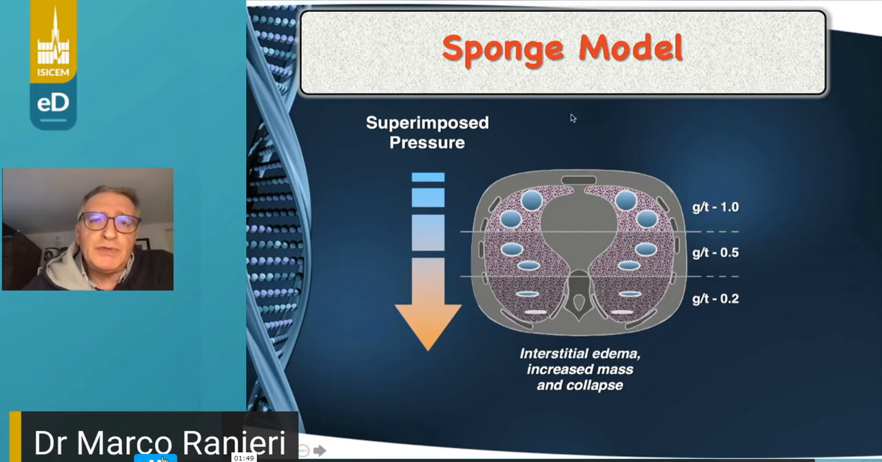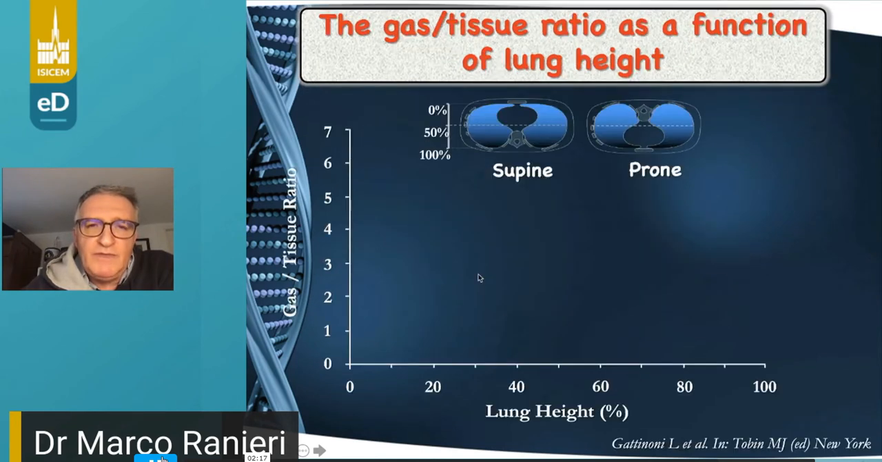As proposed originally by Luciano Gattinoni several years ago, the distribution of edema in ARDS follows the so-called sponge model, where you have the gravitational pressure that is superimposed on the lung structure, causing interstitial edema, increased mass, and collapse to be preferentially allocated in the dependent zones of the lungs.